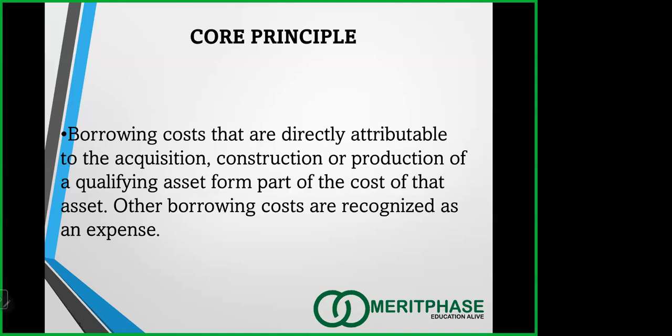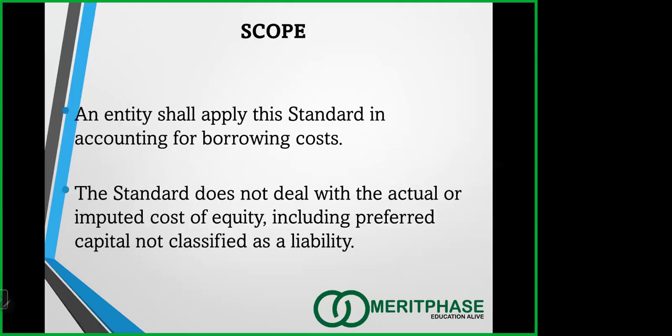Borrowing costs that are directly attributable to the acquisition, construction, or production of a qualifying asset form part of the cost of that asset. Other borrowing costs are recognized as expense. An entity shall apply this standard in accounting for borrowing cost. The standard does not deal with the actual or imputed cost of equity, including preferred capital not classified as liability. This is what we started discussing yesterday.